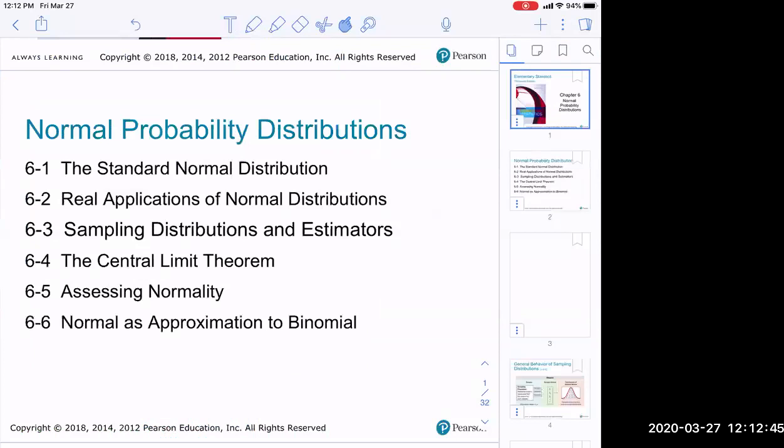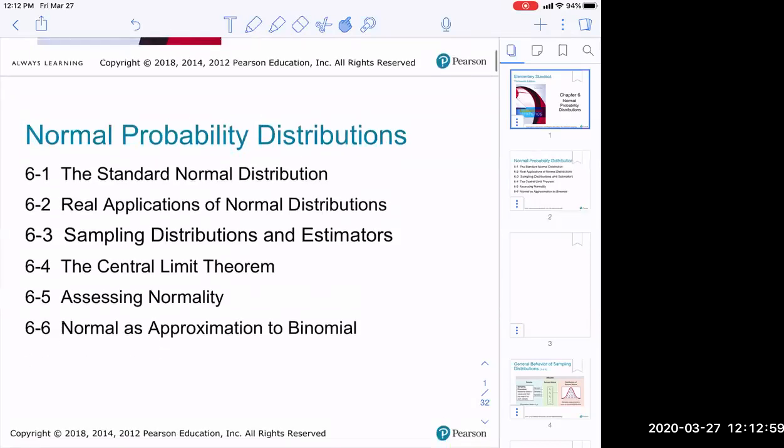Okay, so this is section 6.3. I'm going to do it over this PowerPoint, not all the slides, and you can read the section. I want to hit the high points. We're looking at sampling distributions now.